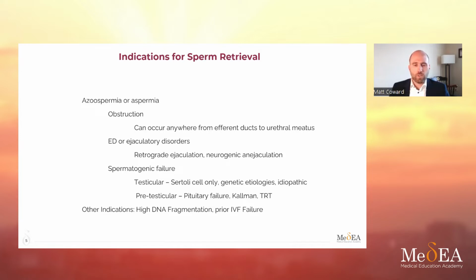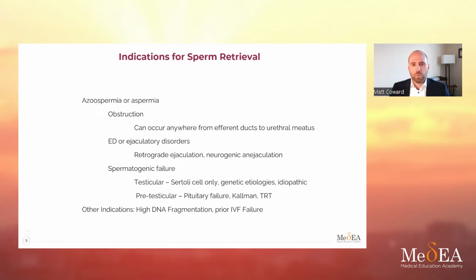The sperm delivery disorders from such conditions as erectile dysfunction or ejaculatory disorders have many different causes, which include retrograde ejaculation as well as neurogenic anejaculation. And then there's spermatogenic failure, which involves both testicular and pretesticular etiologies.